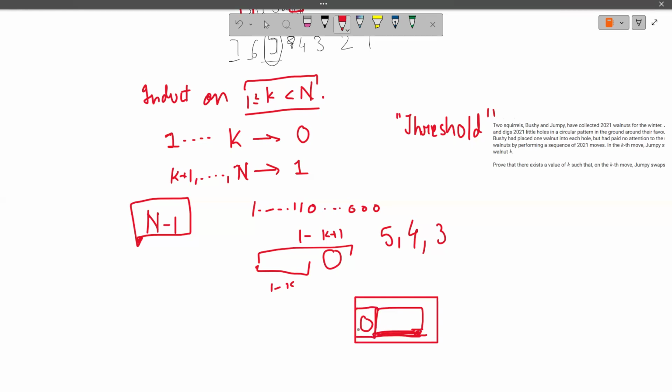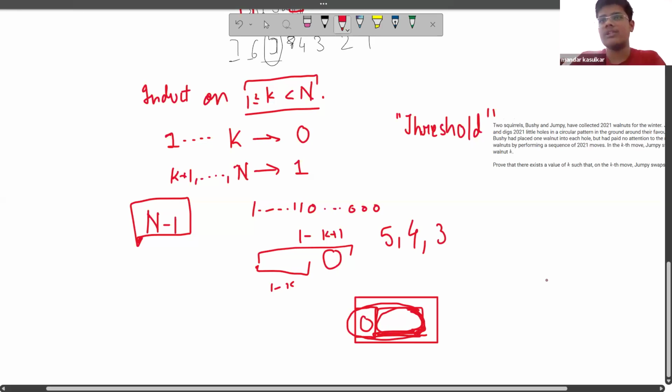Wait. 1 through K are in the first K spots. 1 through K plus 1 are in the first K plus 1 slots. How do you know that? Due to induction. Due to induction? We haven't proven the induction. I'm waiting for you to prove it.